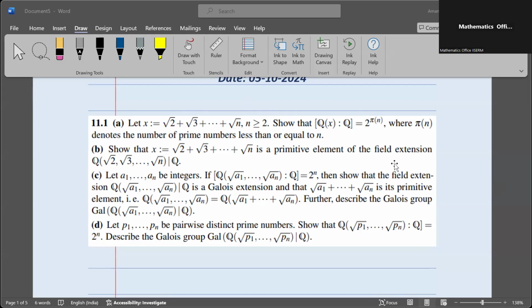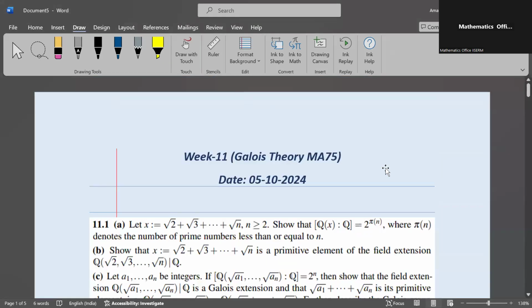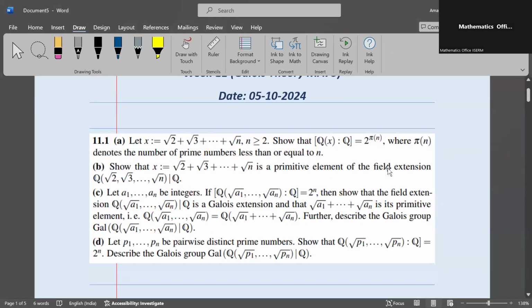So this week, what is done, you have already seen in the class. So let's begin with solving some exercise questions.